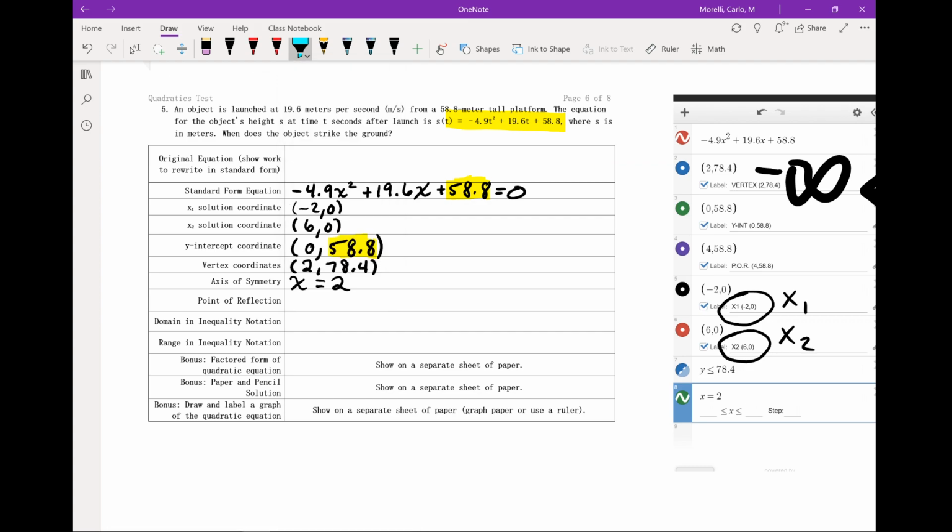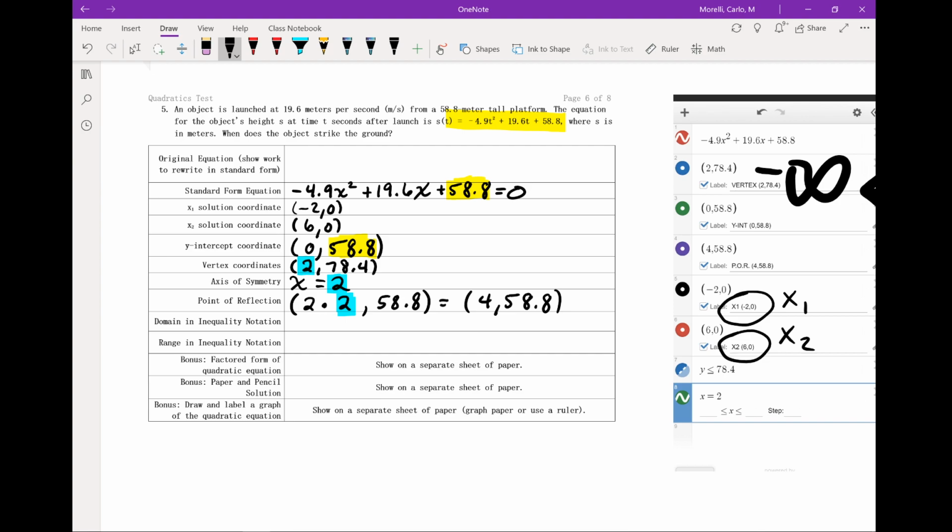Notice that these are equal. Point of reflection. The point of reflection is 2 times 2 comma 58.8. So this 2 shows up 3 times here, guys. Pretty cool. So that's equal to 4 comma 58.8.